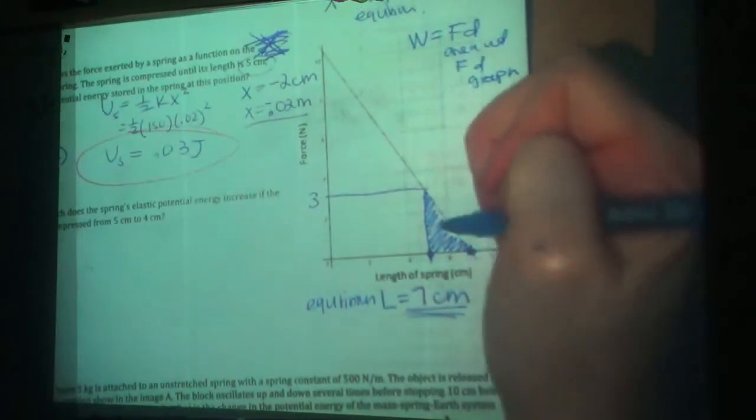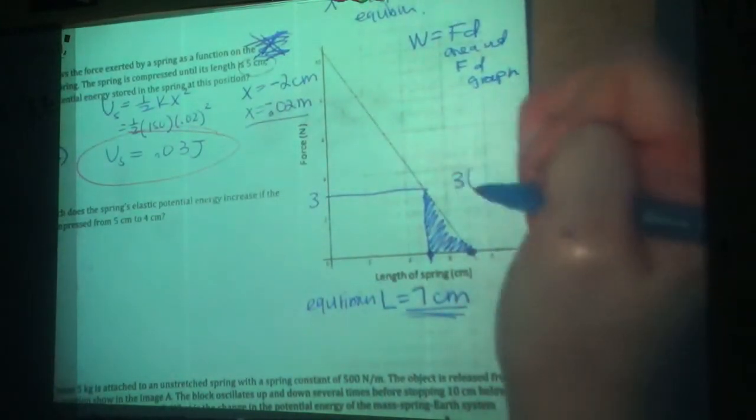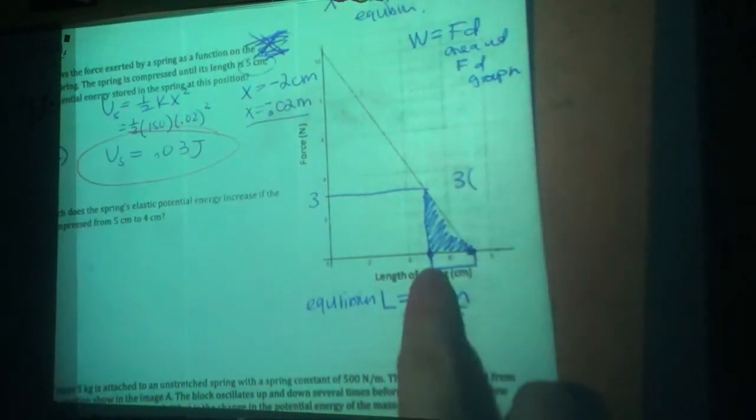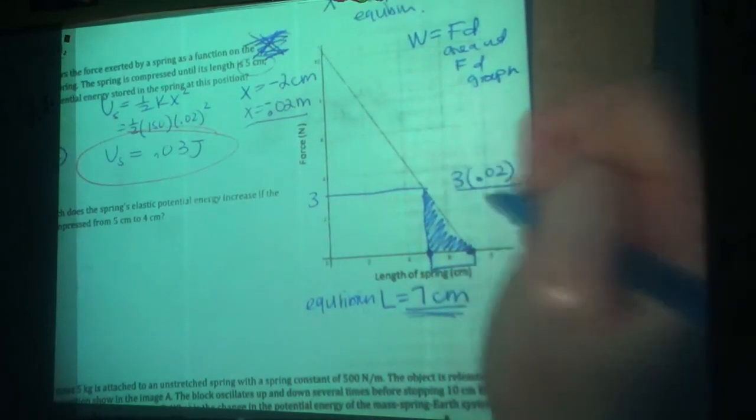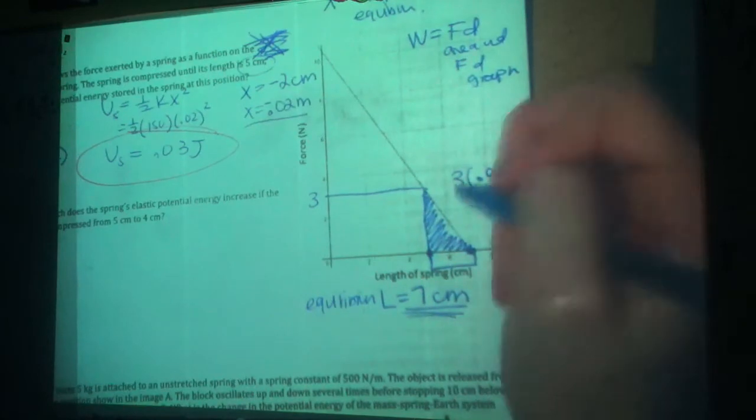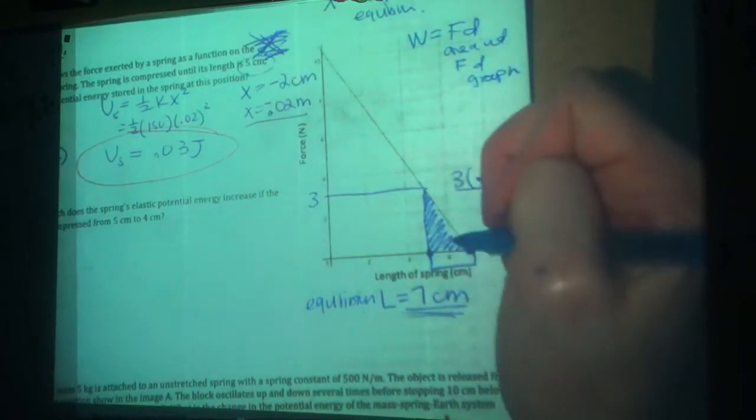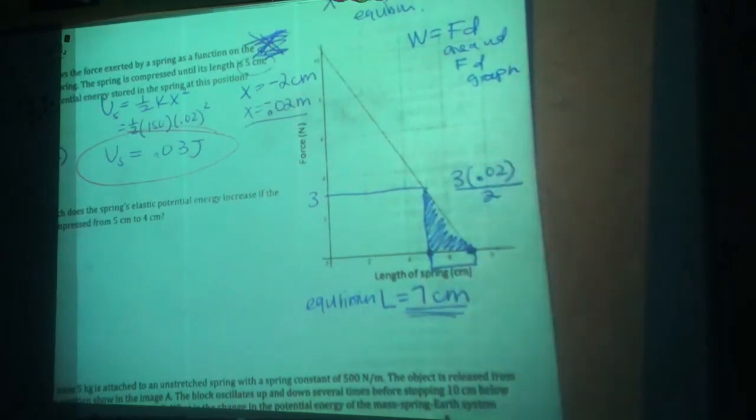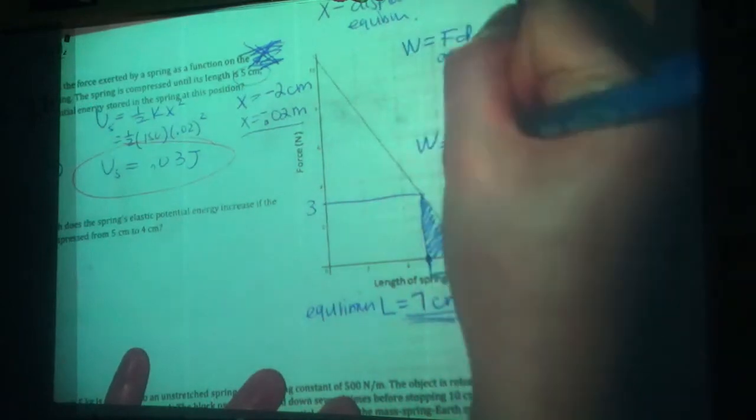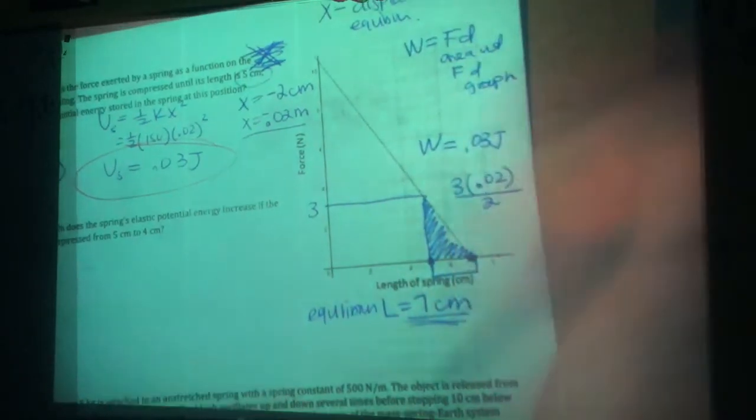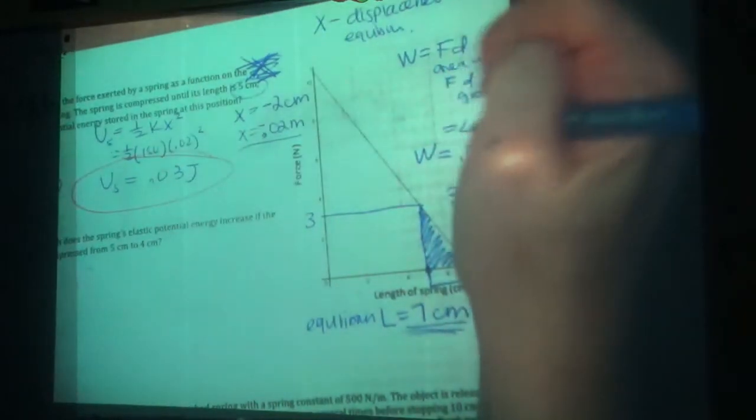So work done would then be 3 times this distance is 2 centimeters, so 0.02, base and height divided by 2, because it's a triangle. So then if I do this, you're going to get exactly that your work is 0.03 joules. And if you're like, okay, but that's your work, remember, the second definition of work is that it was the change in energy.